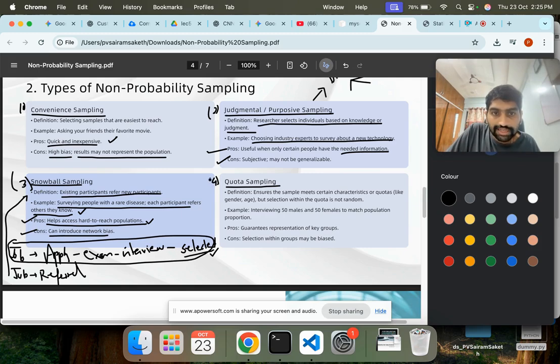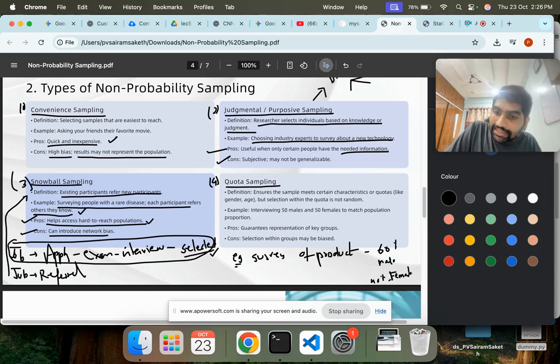Fourth is quota sampling. So what does quota sampling mean? I will take one very simple example. Let's say I want to take a survey of a particular product. To take this survey of the product, what do I have to do? I want to survey 60% male and 40% female. Okay, I want to do this kind of survey.